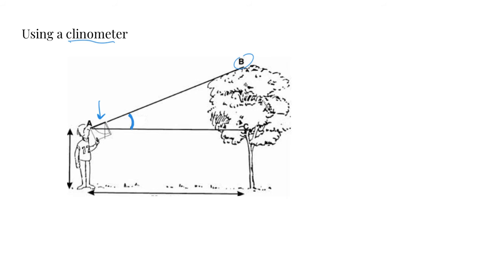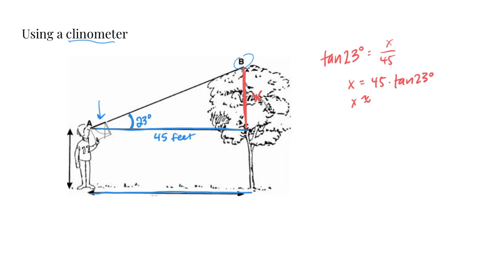Once he figures out that angle of elevation, let's just say, for example, that this is 23 degrees, he can also measure this distance from here to the tree in order to get the base of this right triangle. So let's say that he's 45 feet from the tree. At that point, he can solve to find this distance right here. So we're going to label this as x. So he can set up the tangent of 23 degrees equals x over 45, and he can find out that x equals 45 times the tangent of 23 degrees, and therefore x is approximately 19.1, and we'll keep labels so we know what we're keeping track of.